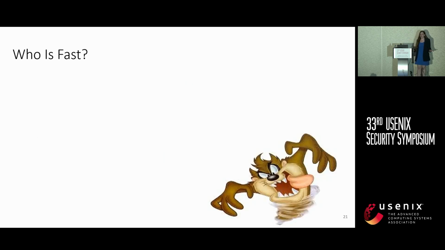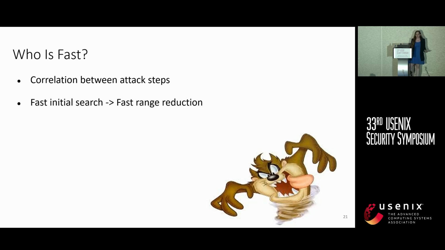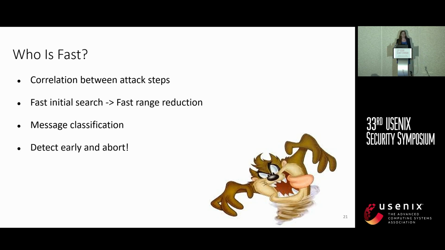Now we're left with one issue. How do we actually know whether a message belongs to the fast subset? Well, we noticed that there's a correlation between the attack steps and that a fast initial search would probably lead to a fast range reduction. And we used this in order to classify the different messages. And this way, we could detect a fast message early and abort if we didn't have a fast message.